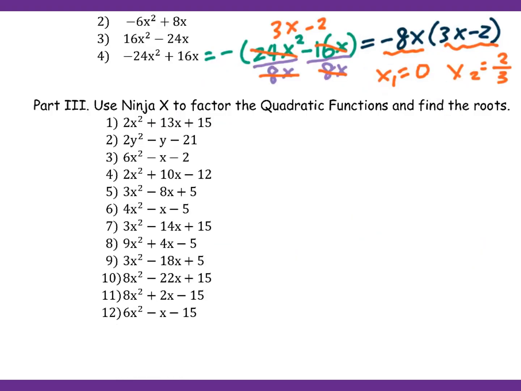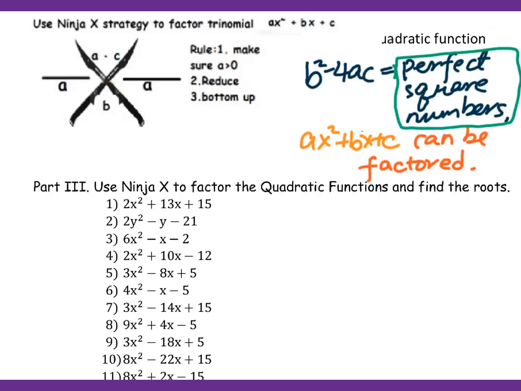Part 3. Use Ninja X to factor the quadratic functions and find the roots. Ninja X, that's the pattern like this. First of all, let's look at the Ninja X pattern. When b squared minus 4ac equals a perfect square number, then ax squared plus bx plus c can be factored. Let's go to number 1.